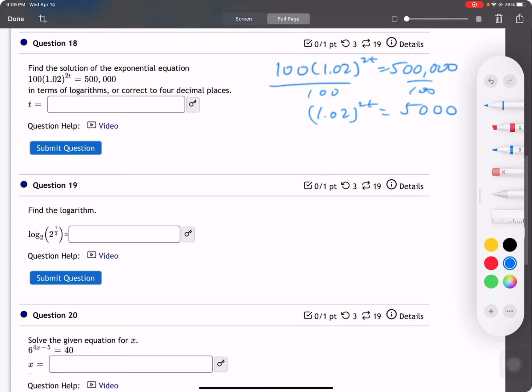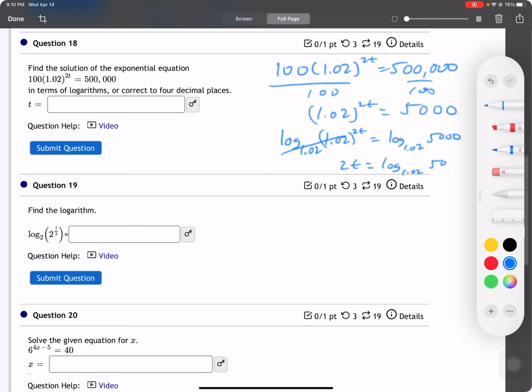And now the way we get rid of this, we're going to do a log to both sides. This time you can use a common log. If not, you can use the log base 1.02. So let's use log base 1.02. If I log 1.02 to the 2t power equals log base 1.02 of 5000, you're going to be left with just 2t is equal to log base 1.02 of 5000.